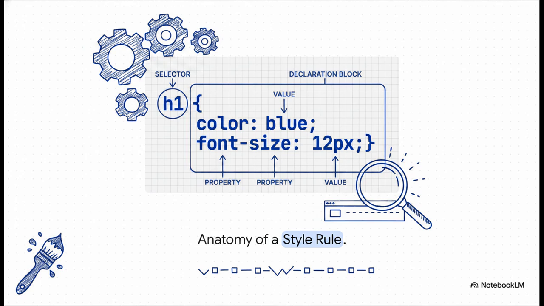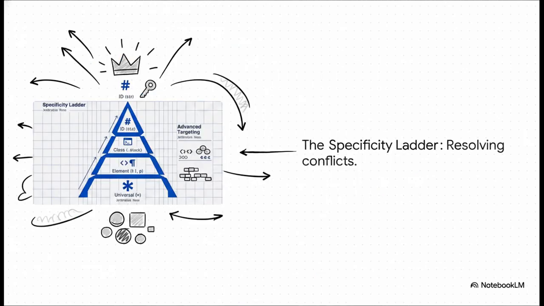They're built exactly like this. You have a selector targeting a specific element, let's say an H1, followed by a declaration block. Inside that block, you declare your properties, like color or font size, and pair them with their specific values. But what happens when those rules inevitably clash? Because in a large code base, they absolutely will.